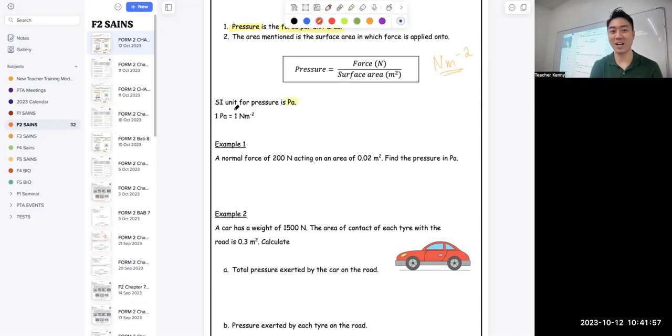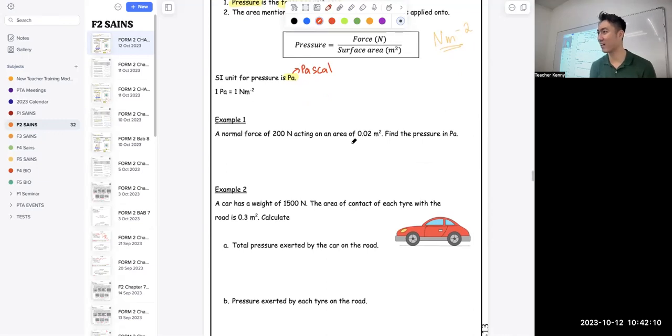What does Pa represent? Pascal. Okay, Pascal, named after the scientist. Now, you guys got to learn Pascal's triangle in mathematics, last year. Okay.